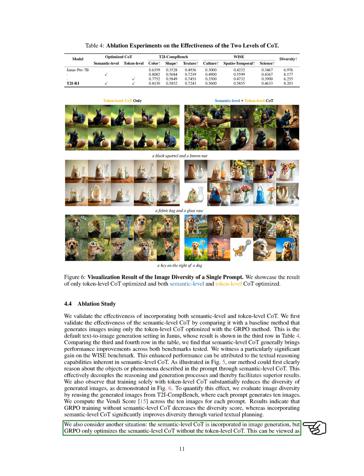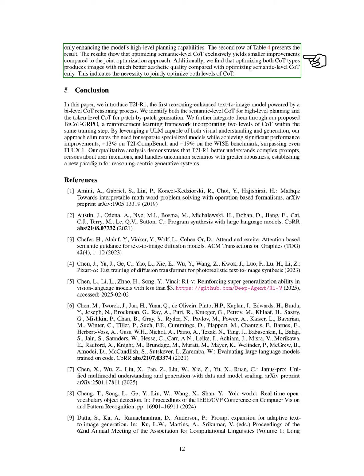We also examine a scenario where semantic-level CoT is used in image generation, but only the semantic-level CoT is optimized without the token-level CoT. The results show that optimizing only the semantic-level CoT yields smaller improvements compared to joint optimization. Additionally, images produced by optimizing both CoT types have much better aesthetic quality than those optimized with only the semantic-level CoT, highlighting the need for joint optimization of both levels.